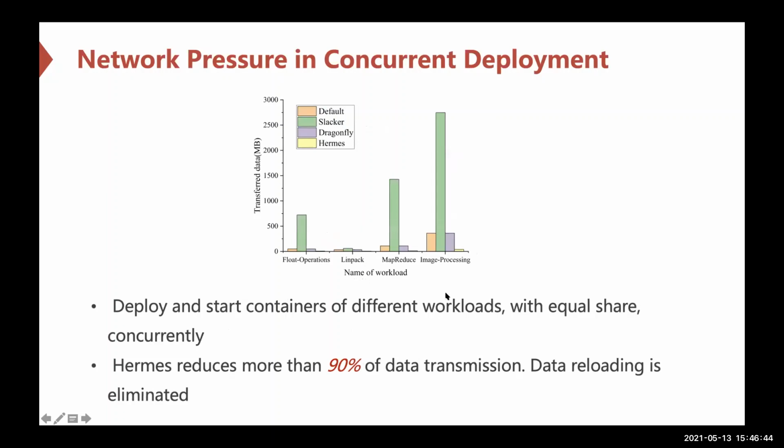We deployed and started different service workloads on one node. We recorded the total amount of data transferred through the network during deployment and execution. The number of containers of different workloads is 1,500. Compared with other approaches, Hermes can reduce data transmission by more than 90%, and the problem of data reloading is completely eliminated due to the optimized cache management strategy.